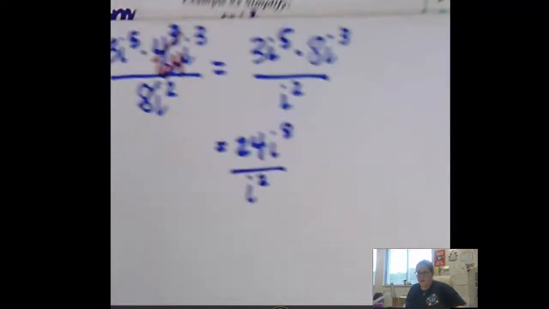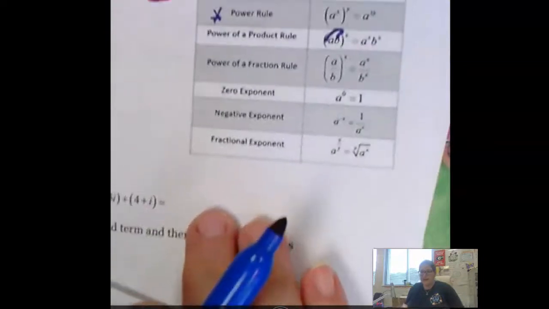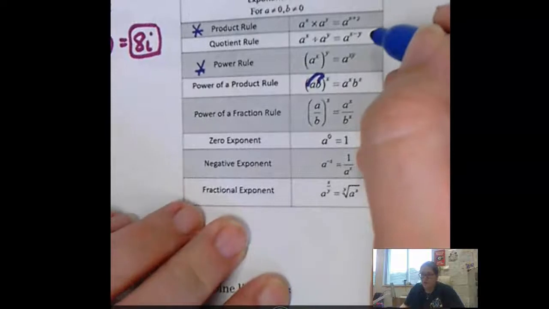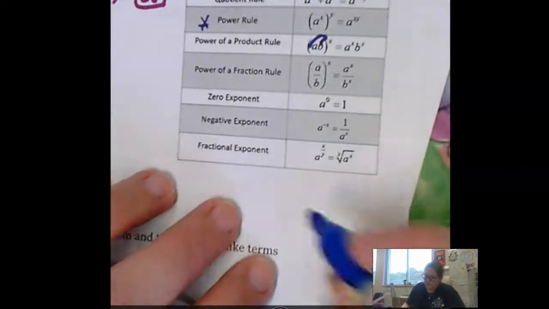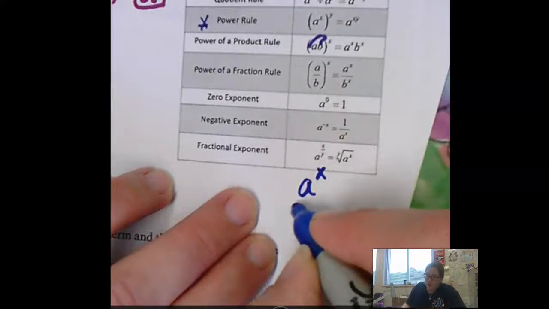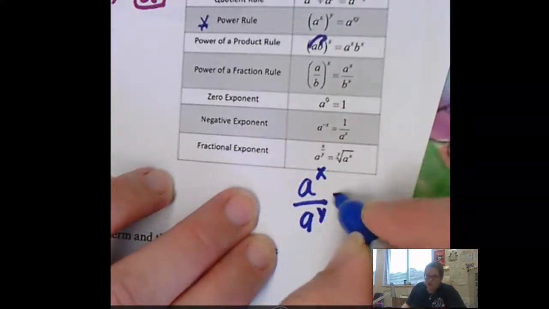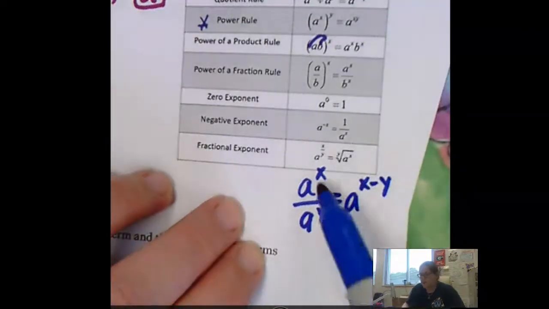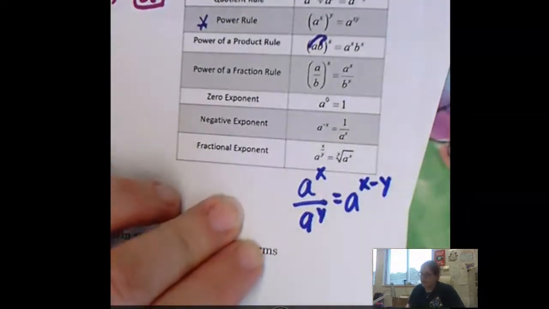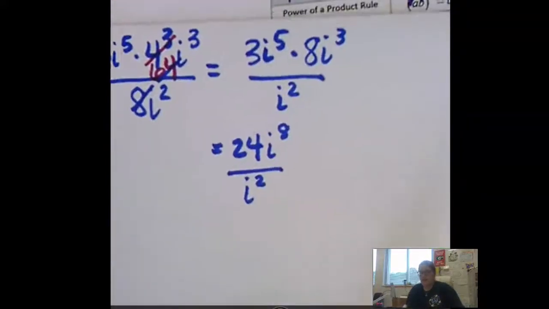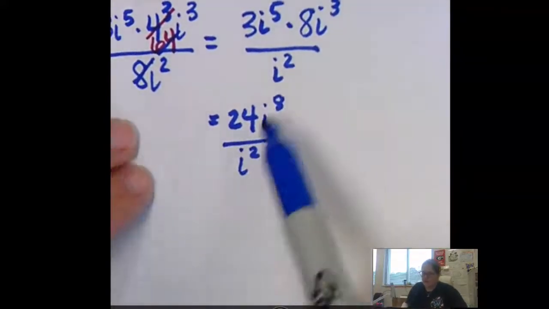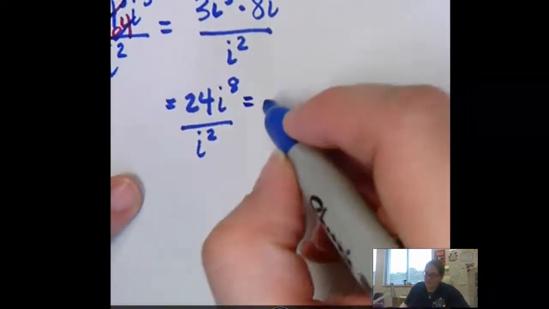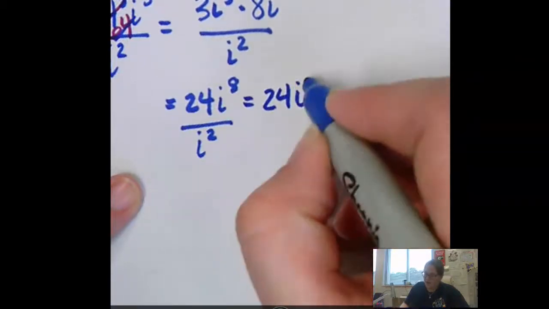So there's one last exponent property to look at, and that is the quotient rule. And I don't really like the way they've written it here. We more often would see it as, let me put it right here, a to the x over a to the y is equal to a to the x minus y. So when we're dividing exponent terms with the same base, we subtract the exponents. So let's look back at our example here. i to the 8th over i squared, I would subtract. 8 minus 2 is 6. So I have 24i to the 6th.